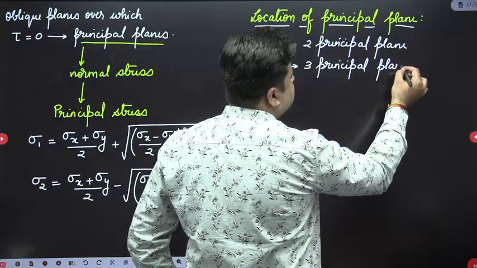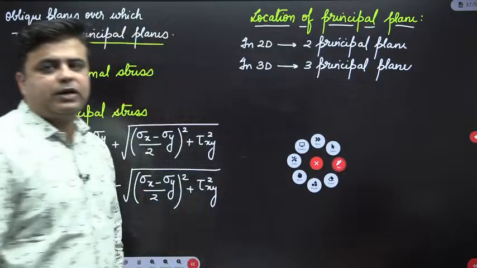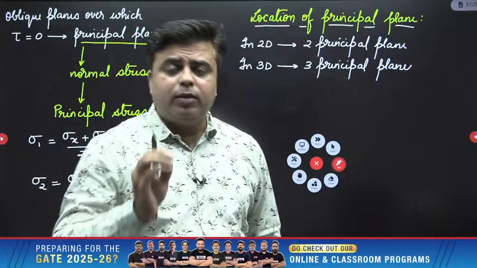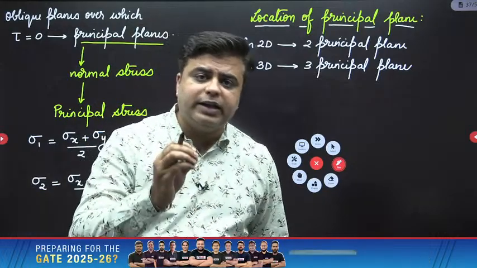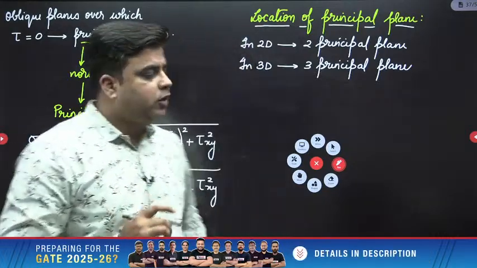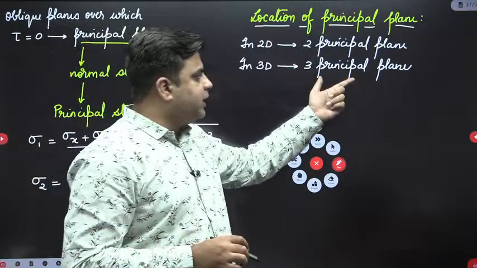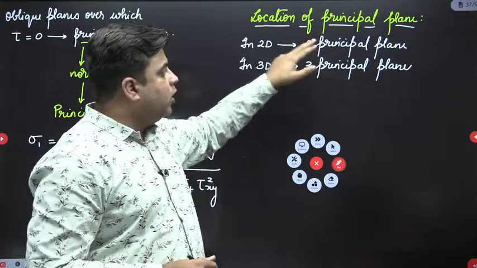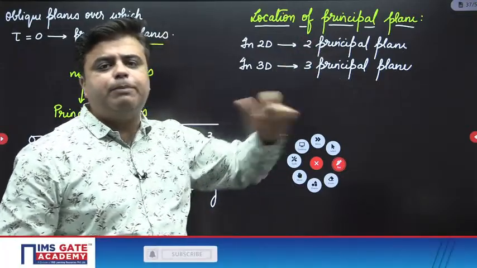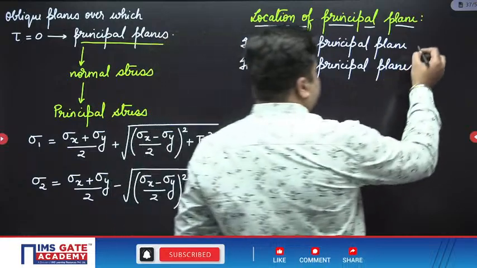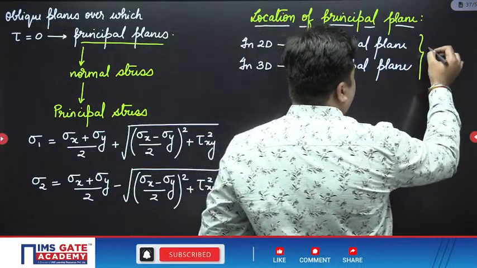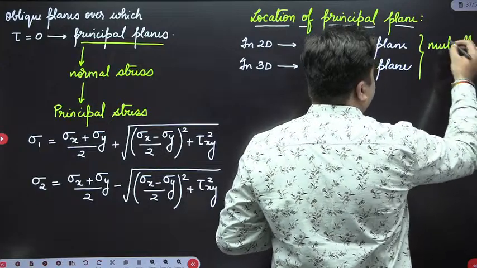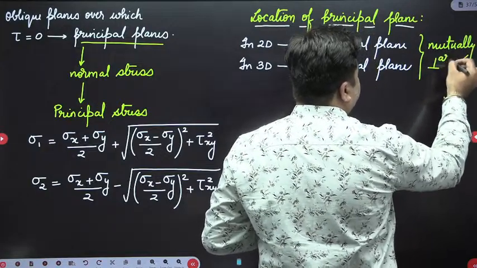Why am I writing this? Because this is the only part of strength of material where, from the formula point of view, it is very important, because directly from these formulas you can expect a question in the examination. So in 3D loading there will be three principal planes, and in 2D loading there will be two principal planes. All these principal planes will be mutually perpendicular to each other.